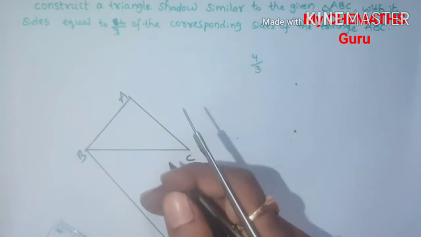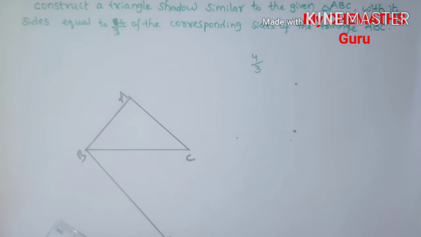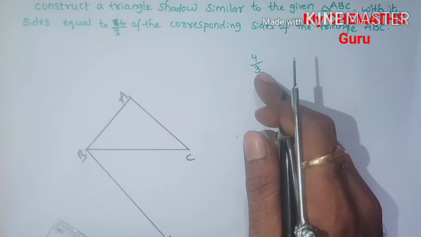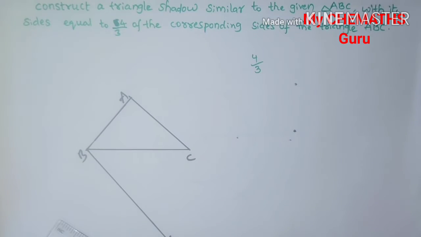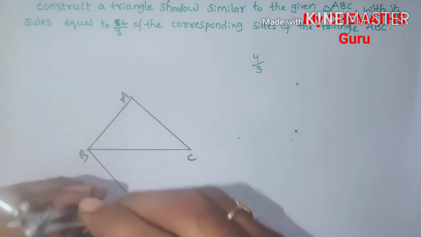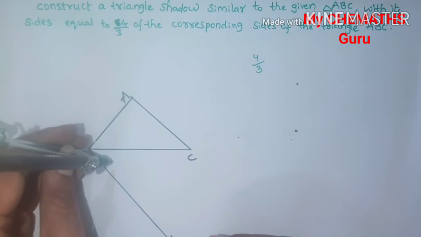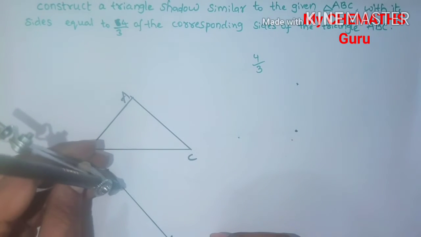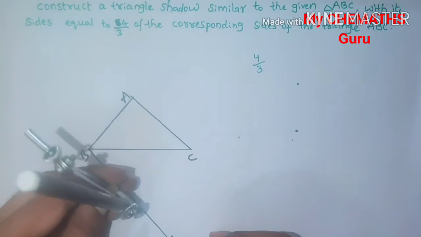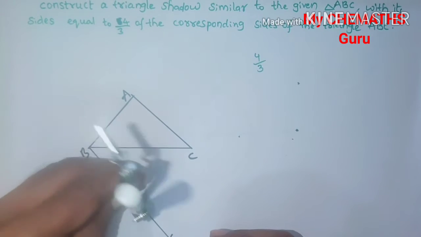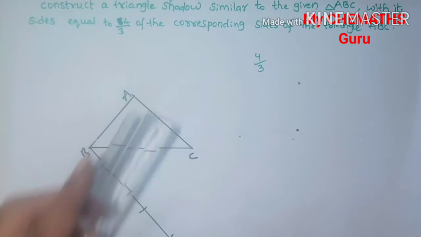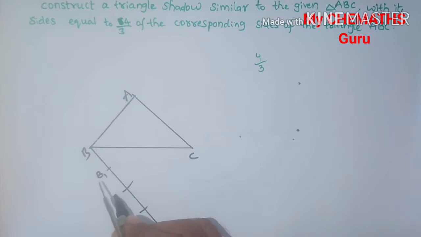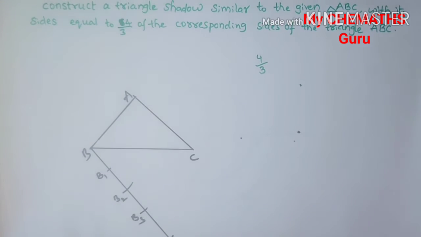After drawing a ray BX making an acute angle with BC on the side opposite to vertex A, now we have to locate 3 points here. What is the denominator here? 3. Locate 3 points from B. 1, 2, 3. Now name them B1, B2, B3.